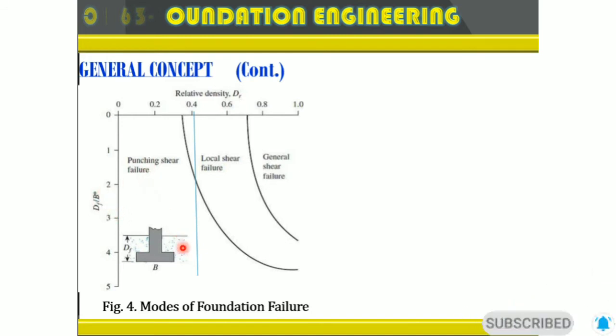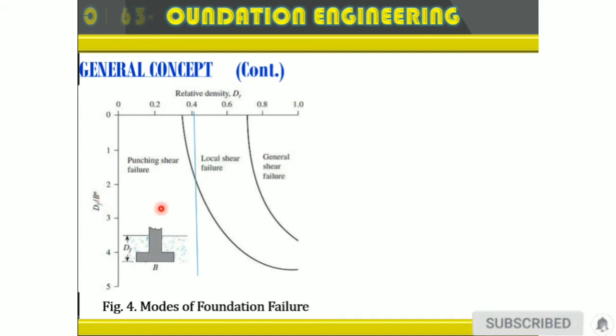So as you can see, this is now our foundation, having this width B, and this is now the depth of footing, from the ground surface to the bottom of your foundation. So if you are going to consider a relative density Dr of, for example in this case, approximately 0.4, then by this figure you can see, as you extend a line here, that you can have the ratio of your depth of footing over the B asterisk.